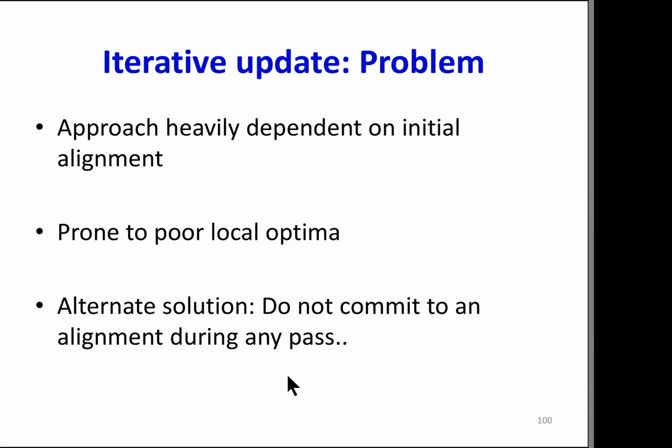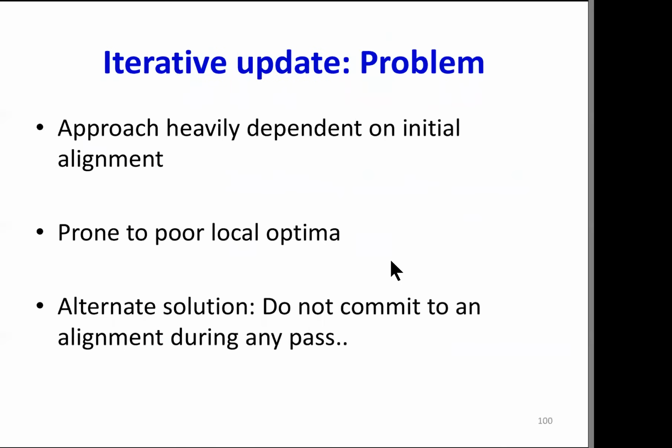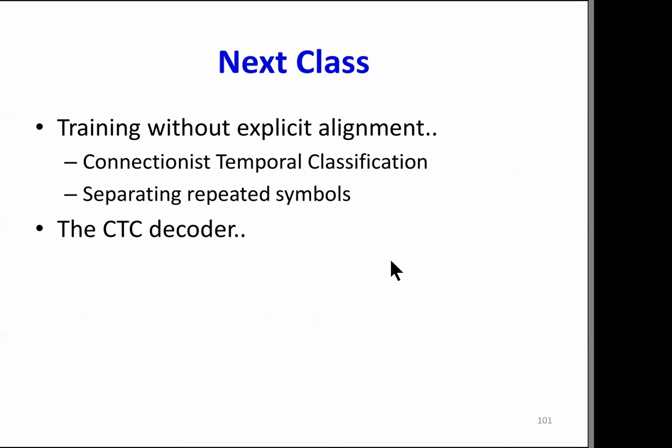So here's an alternate solution. In each pass of this training, instead of just picking the best alignment, don't commit to any specific alignment. Use all of them to train the model. So that's what we will have in the next class, how we can train the model. We will do this without explicit alignment. We're going to use what is called the connectionist temporal classification model. And we're also going to address the issue of how do you deal with repetitions when you do the training, right? So Cedric and Medan, we will see how that is done in the next class.